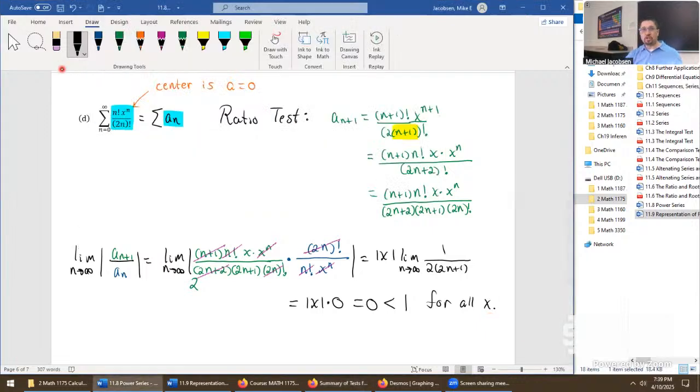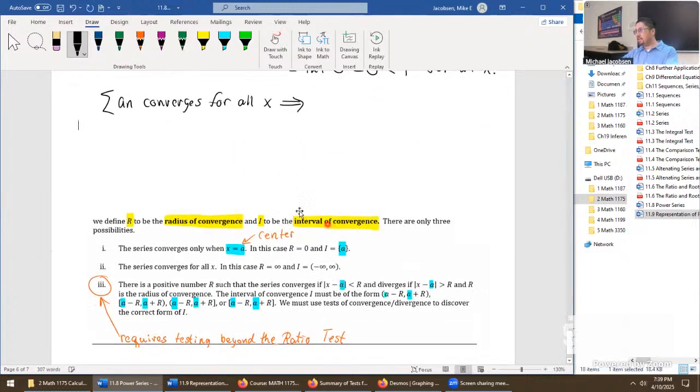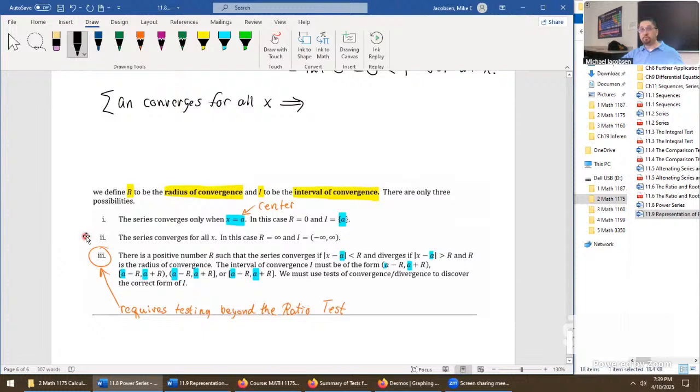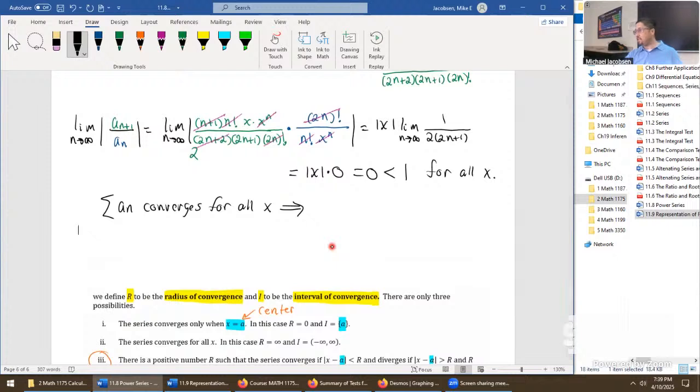So we can now just conclude and say the summation of a_n converges for all x, which implies we really are in case 2. Converges for all x means the radius is infinity and the interval of convergence goes from negative infinity to positive infinity. So that'll be the last thing we state.